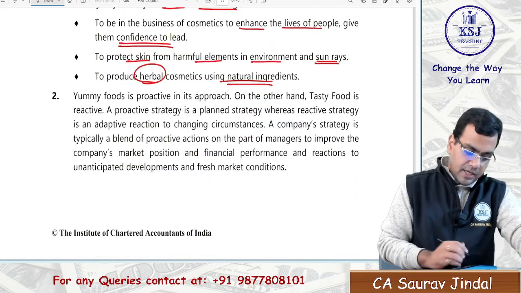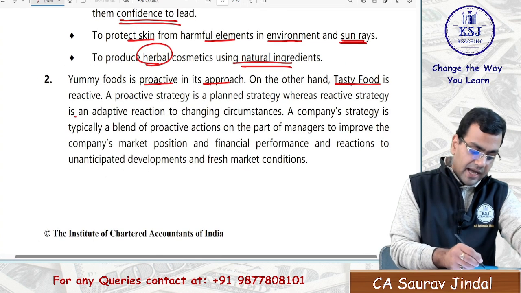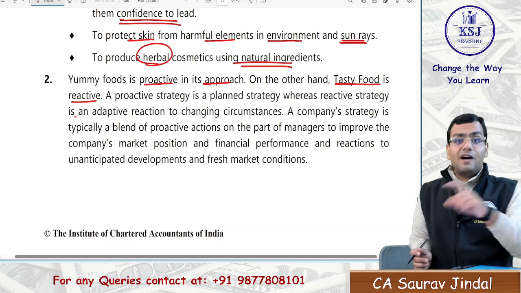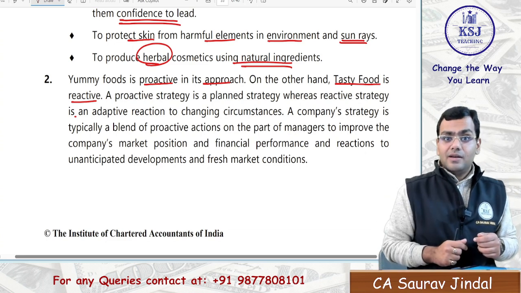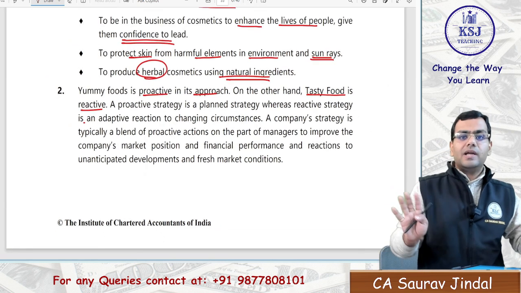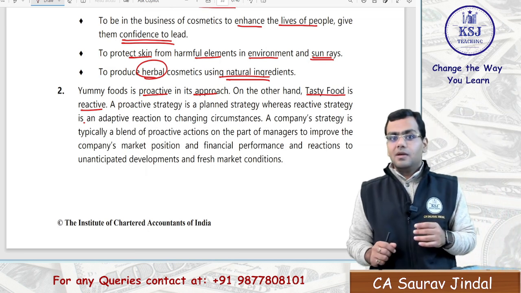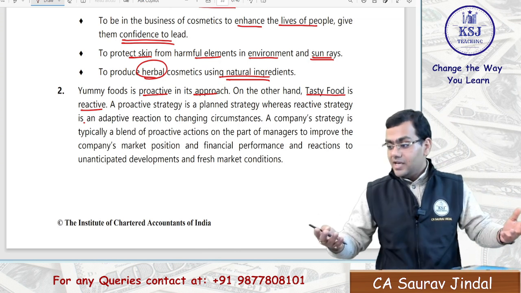So this is what is there. Let's see. Yummy Foods is proactive in its approach. On the other hand, Tasty Foods is reactive in its approach. Now, after giving this one line, you will have to tell what a proactive approach is and what a reactive approach is. You will have to explain, because the paper checker doesn't know what a reactive or proactive approach is. You have to tell that person, right? That we know, we are CA students, right?